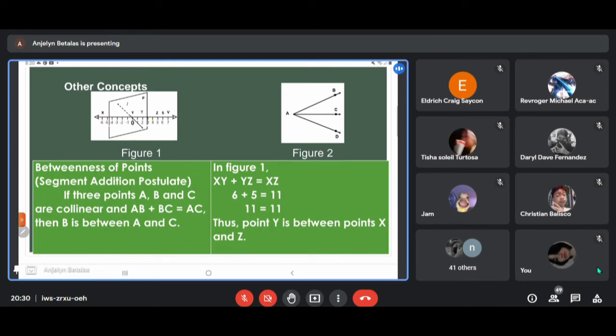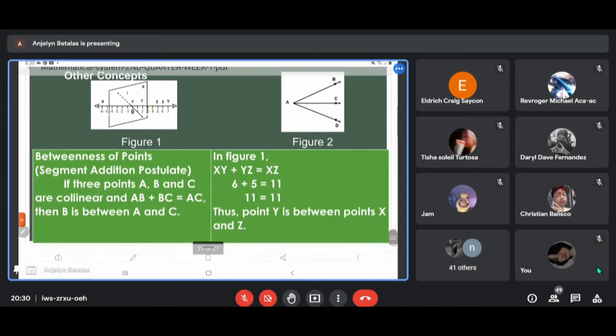Let's proceed to other concepts: betweenness of points. This is also called the segment addition postulate. If three points A, B, and C are collinear and AB plus BC equals AC, then B is between A and C.